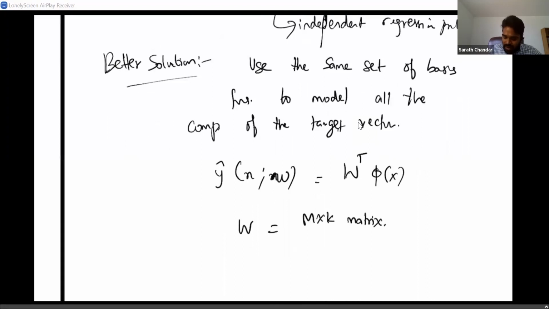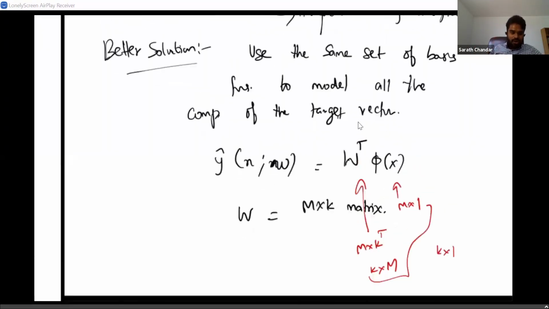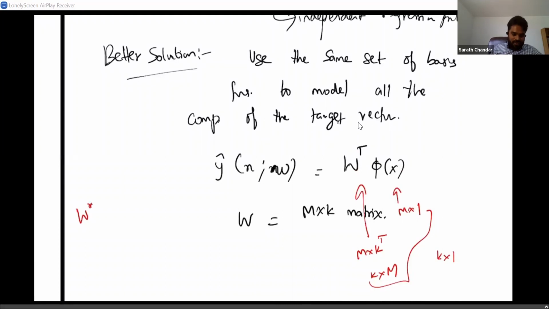Okay, so let's do the simple thing that we always do. So w is m cross k. So when I do transpose, it becomes k cross m. Now this, phi of x, is m cross 1. So when you put these things together, you get a k cross 1. So you get all the k outputs by just one operation, which is w transpose phi of x. Now the solution w star is exactly the same least squares solution, phi transpose phi inverse phi transpose y.